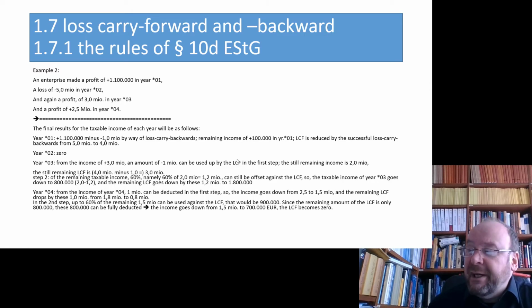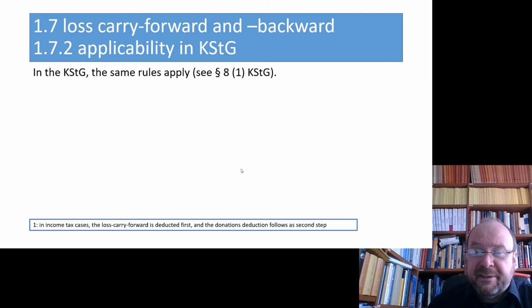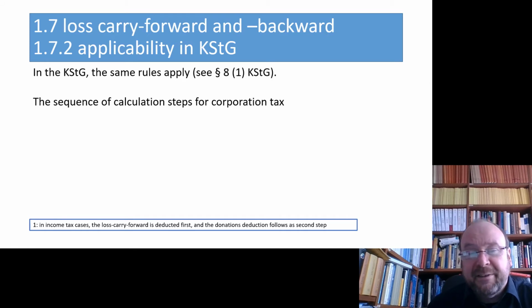So that's the way it works in income tax, usually for a person. Now, surprise, corporation tax, exactly the same rules and the same principles. Where I wrote enterprise, better person, on the last slides, you could just exchange that for company and exactly the same thing happens.